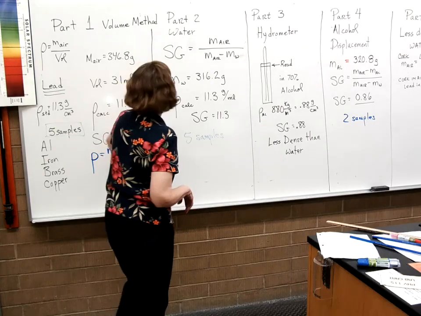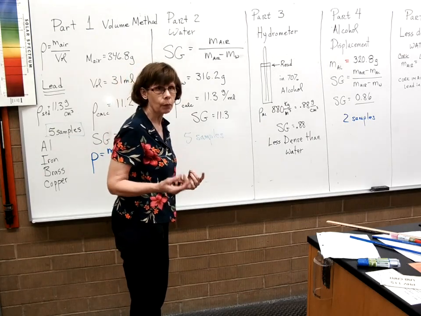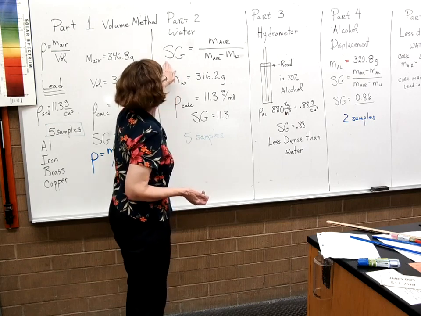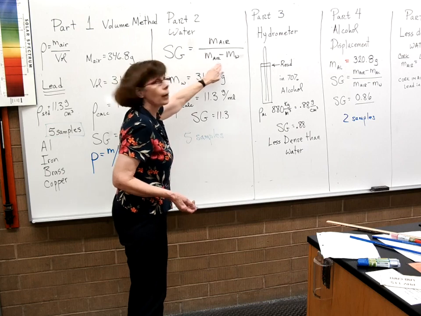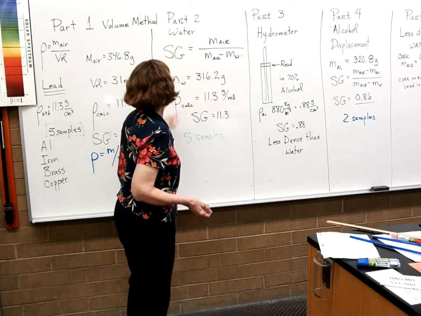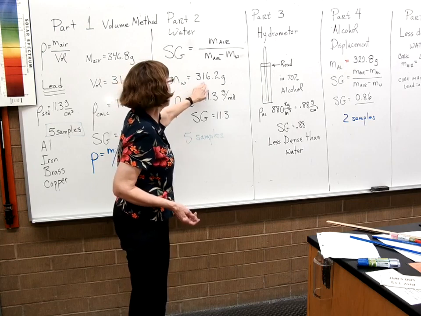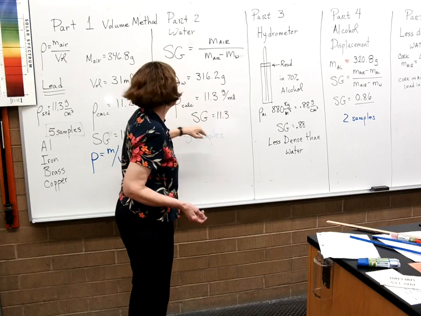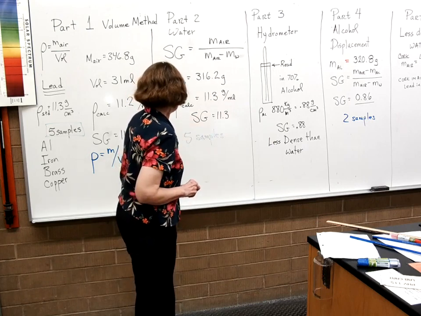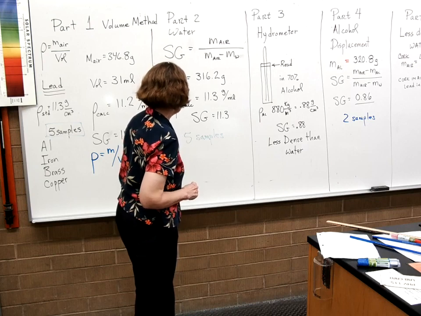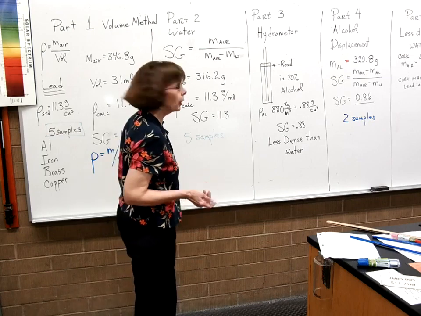Then, if you're dunking it in water, we know it'll mass less because of buoyancy. So the specific gravity in that case would be the mass in air over the mass in air minus the mass in water. And when we massed the lead in water, we got 316.2 grams. So when we plugged it into the math, we got 11.3 grams per ml, or specific gravity of 11.3. Pretty good, right on.